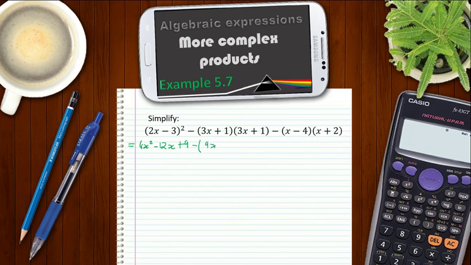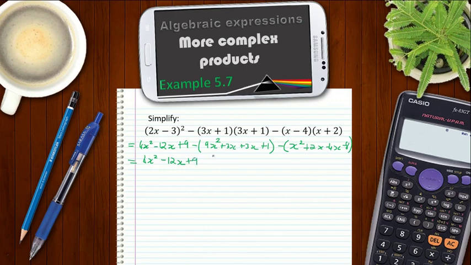This is 9x plus 3x plus 3x plus 1. Then x squared, this is 9x squared. x squared plus 2x minus 4x minus 8. Then let's multiply out those brackets. So 4x squared minus 12x plus 9.